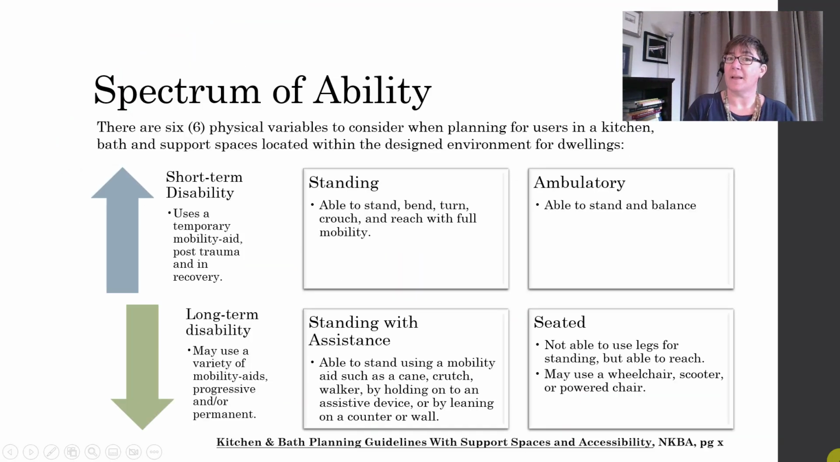Now, as we design our kitchens and baths, most of the accommodations that we need to make are for issues with mobility. And so there are different variables to consider. One of those is the level of mobility of your user. They could be standing, ambulatory, standing with assistance, or seated. And the other variable is how long this disability is going to continue. Is it short term or long term?